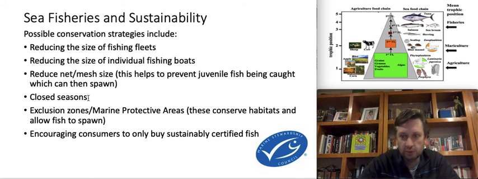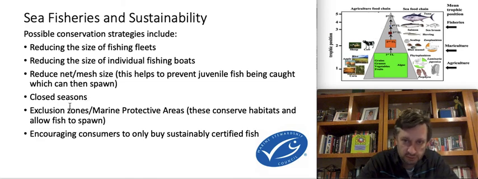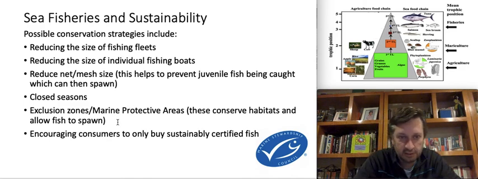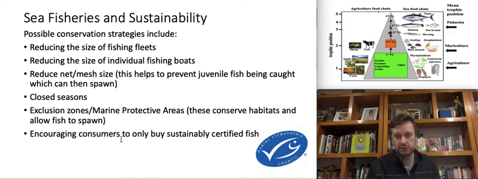You could introduce closed seasons where there's no marine hunting or marine fishing. The idea of exclusion zones or protected areas. This goes back to the case study of the cod wars with Iceland. Allowing not fishing in spawning areas so the fish can actually spawn and reproduce. And then one other thing that can be introduced is to encourage consumers to buy responsibly.